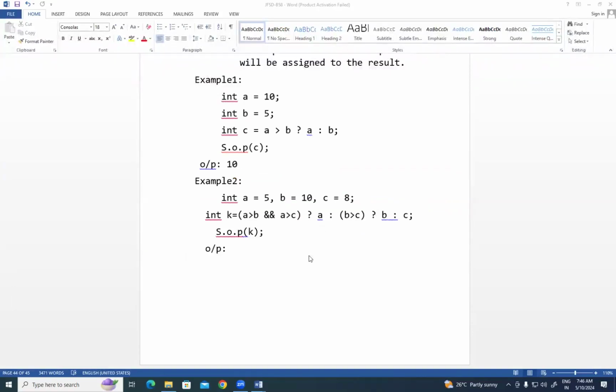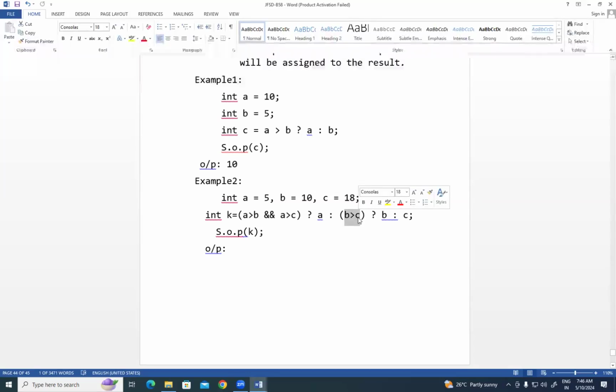Just a minute. I just wanted to make sure one thing. After a colon, it is going to be a statement or condition, right? After the second colon. Okay. If, for example, this condition is false, B greater than C is false. Let's say, for example, C value is 18. What is B? What is C? B has a value of 10. C has a value of 18.